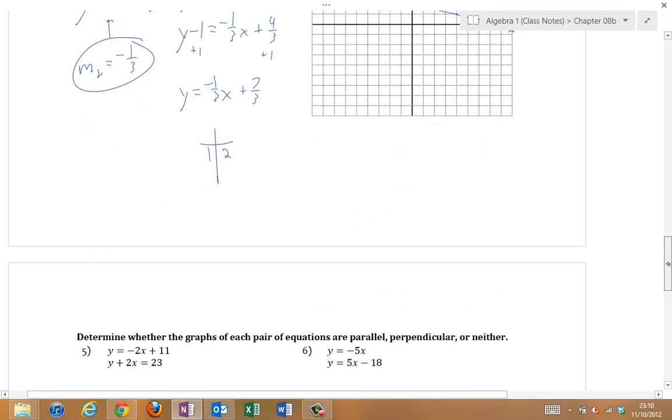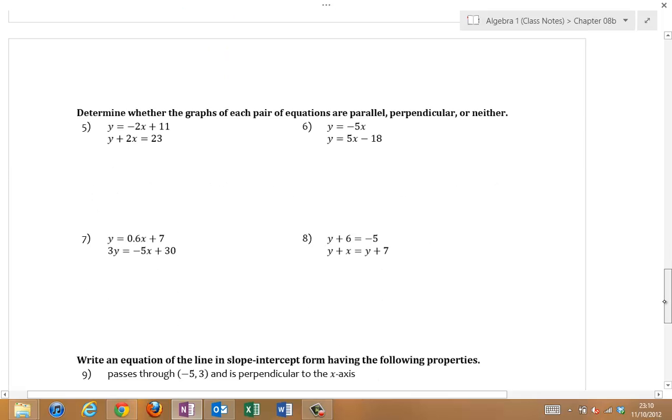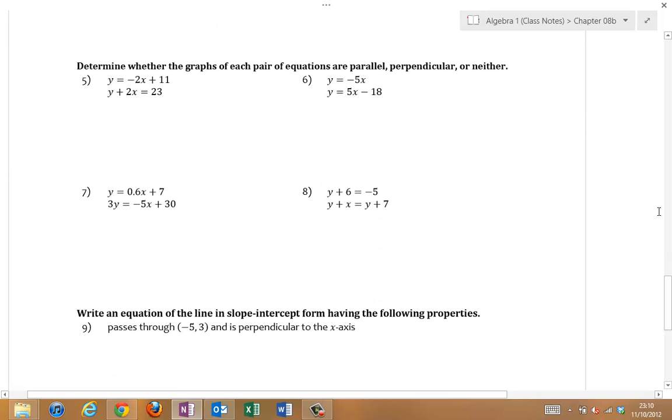Okay, keep going. Determine whether the graphs are parallel, perpendicular, or neither. Well, the best way to do this is to set them all equal to y. This is set equal to y, but this second one is not. y is equal to -2x plus 23. They have the same slope. They are parallel.